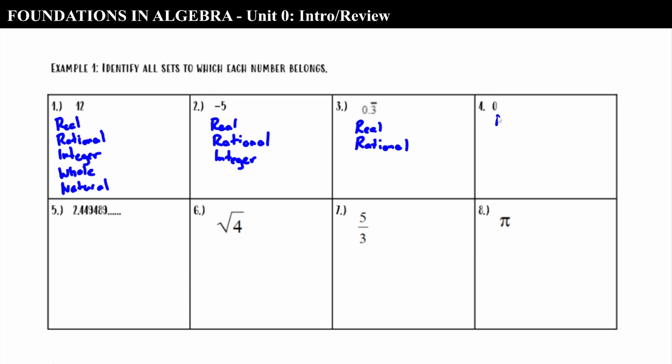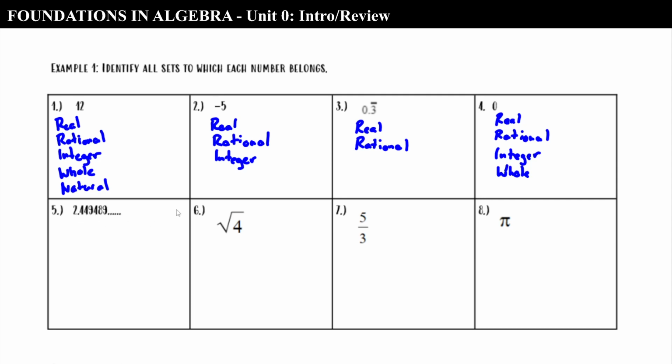The number 0 is real. The number 0 is rational. Can 0 be expressed as a fraction? Yes. 0 over anything is 0, so therefore it is rational. It is an integer, and it is a whole number. But because it's 0, it's not a positive number, because 0 is neither positive or negative, it cannot be called a natural number.